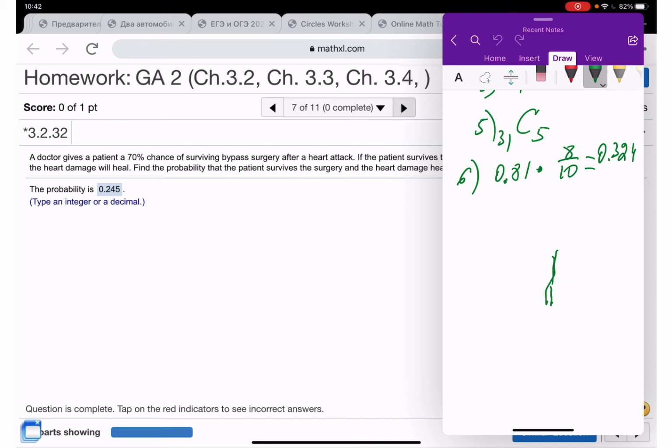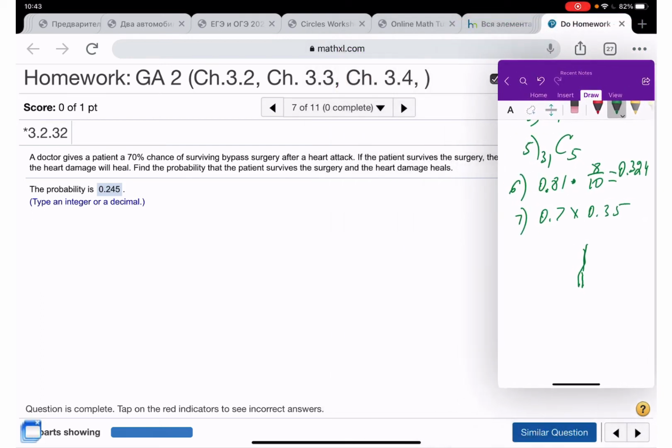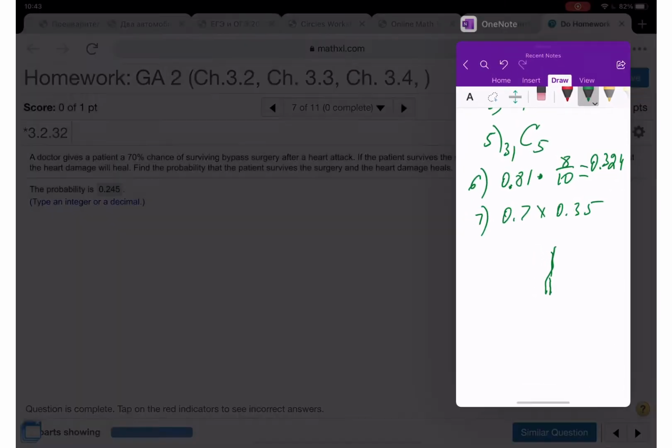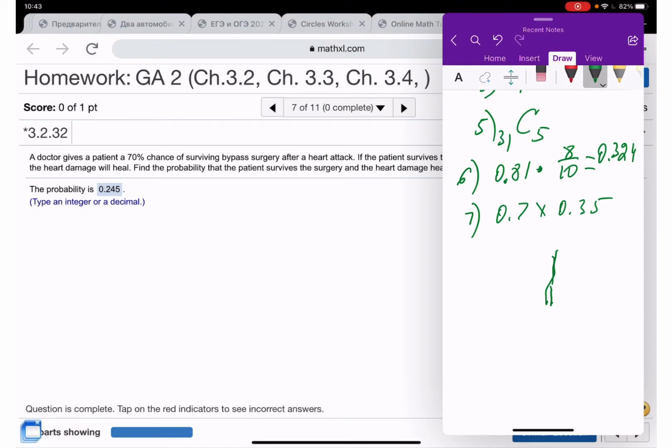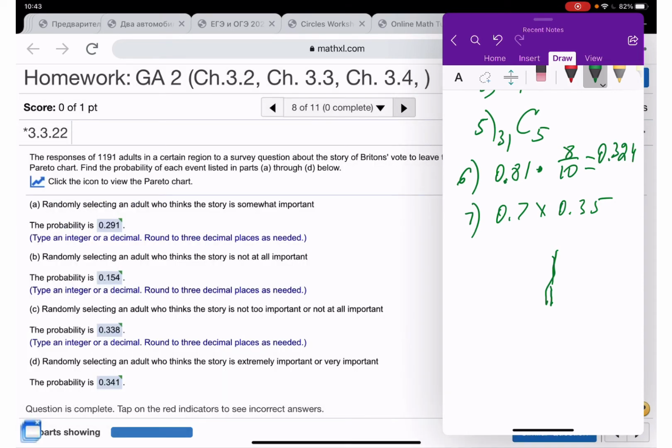surgery. Okay, so what we are going to do, I'm calculating 0.7, we need to multiply by 0.35, and we are getting precisely 0.245. So number 7, 70% is 0.7, multiply by 0.35, because again 0.35 is a portion of this 70%, right? If the patient survives, then you calculate 35% of this 70%, and you will get 0.245.